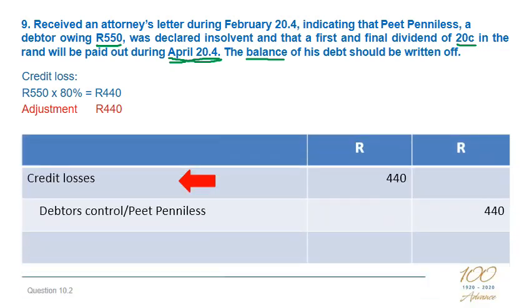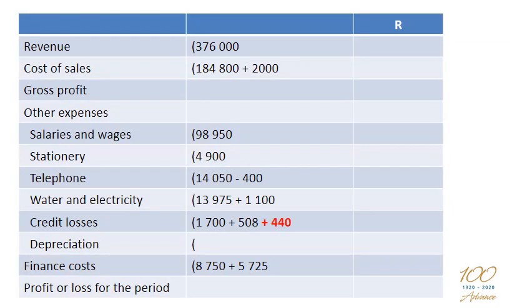So I need to adjust the credit losses with 440 and deduct the amount out of my debtors control for Piet Penniless. Can you see the cash part will only happen in April? So it's still a debtor to me until April. Adjustment in the statement of profit or loss, I need to add the 440 to my credit losses that I already have.